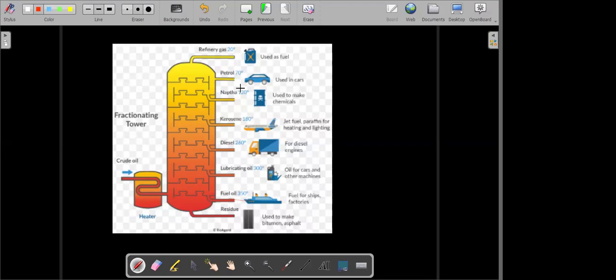Got it? Understood about refining of petroleum? So there are two separate processes for petroleum. The first process is extraction. And your second process is refining.